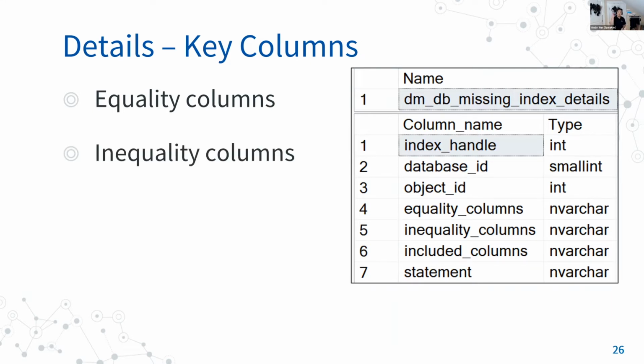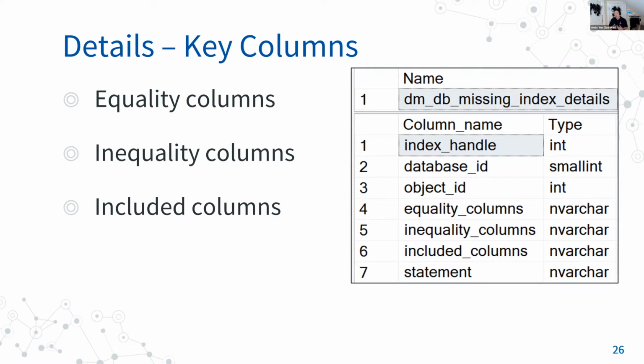And then afterwards, you have inequality columns. That is a comma separated list of any columns in the missing index recommendation where you had some kind of inequality predicate, such as greater than, less than, not in, or something like that. And finally, a comma separated list of all included columns that the query optimizer would love the non-clustered index to also have, in addition to these key columns.